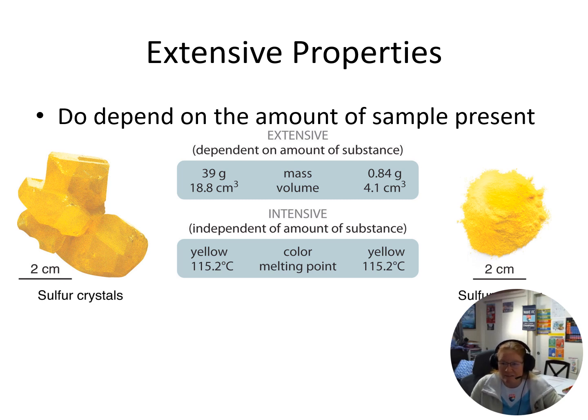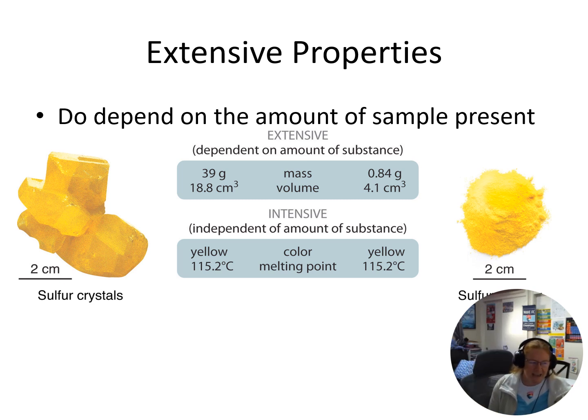So here I have some sulfur. Well, the sulfur is yellow regardless of how much I have. The melting point doesn't change regardless of how much I have, all right? But the mass, that changes. If I have a big sample, I have a bigger mass. If I have a little sample, I have a littler mass, okay?